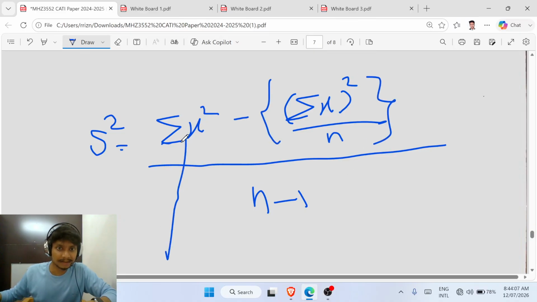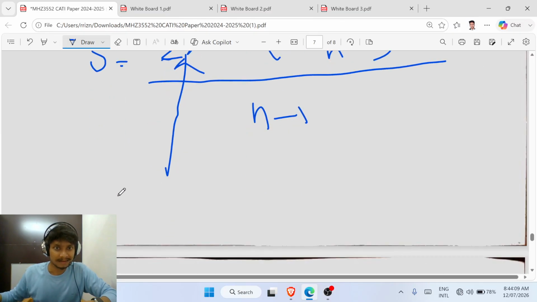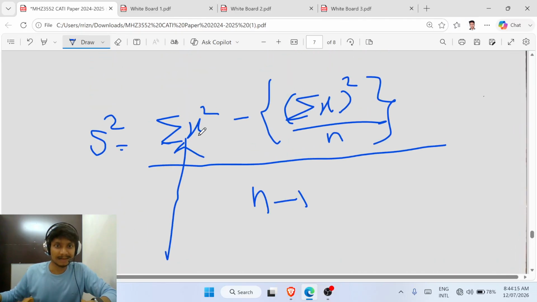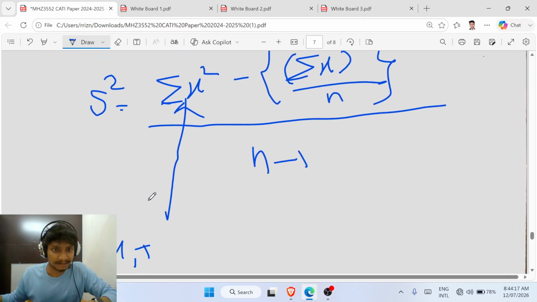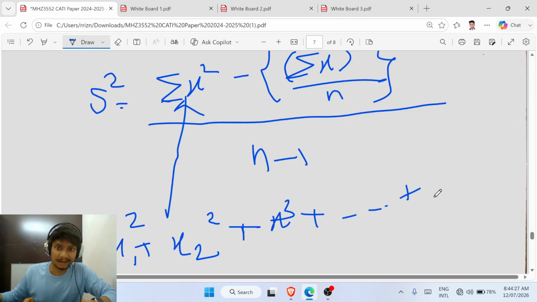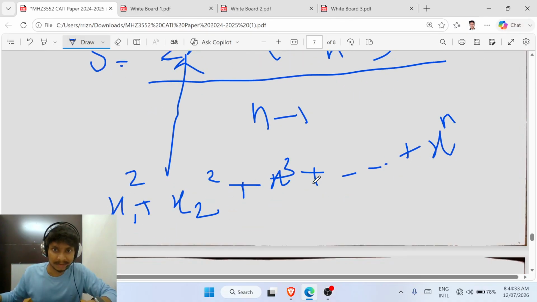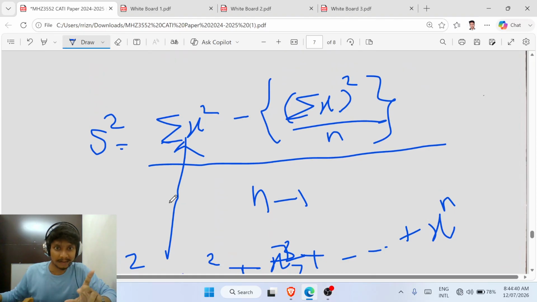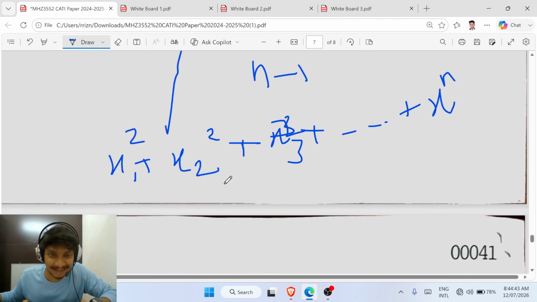What is sigma x square? We already know x square means x1 square plus x2 square plus x3 square, till, for example, xn square. I will write it again.